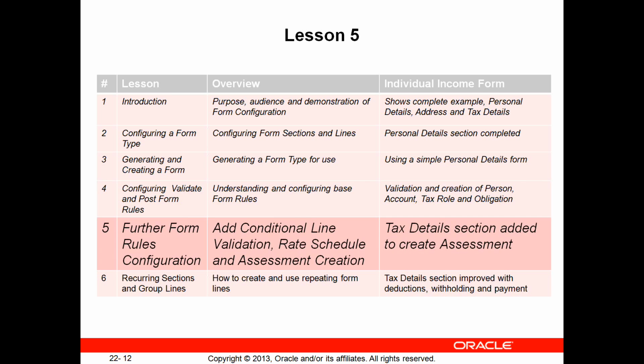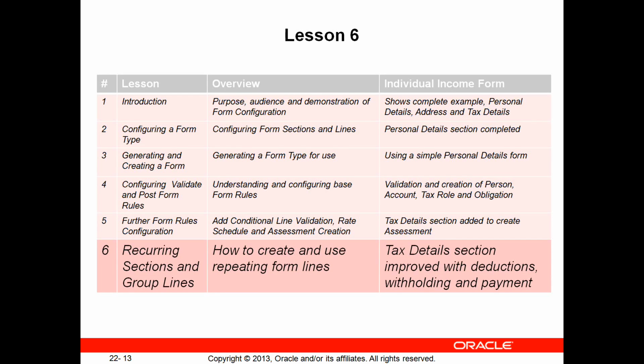Then we'll move on to lesson 5, where we're going to add in some further form rule configuration, and we're going to add in a very important one called conditional line validation, and that's basically doing some basic arithmetic in a form rule that can check lines based upon some simple subtraction and addition and logic to make sure that the lines add up, and they're normally used for the tax details section to make sure that our calculations are correct, and we will show you how that works. We'll also be looking at other form rules like a rate schedule, assessing how much tax based upon a rate schedule, and also creating the actual assessment. So by the end of that lesson, you will have not only a personal details section, but also a tax details section with the ability to actually create an assessment.